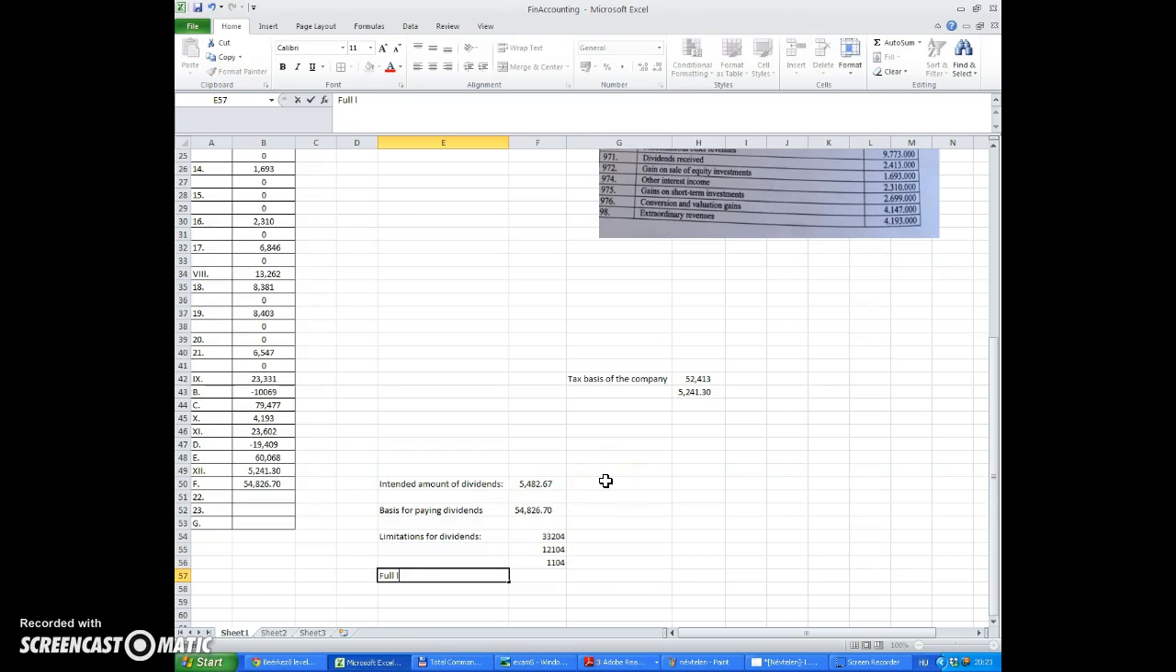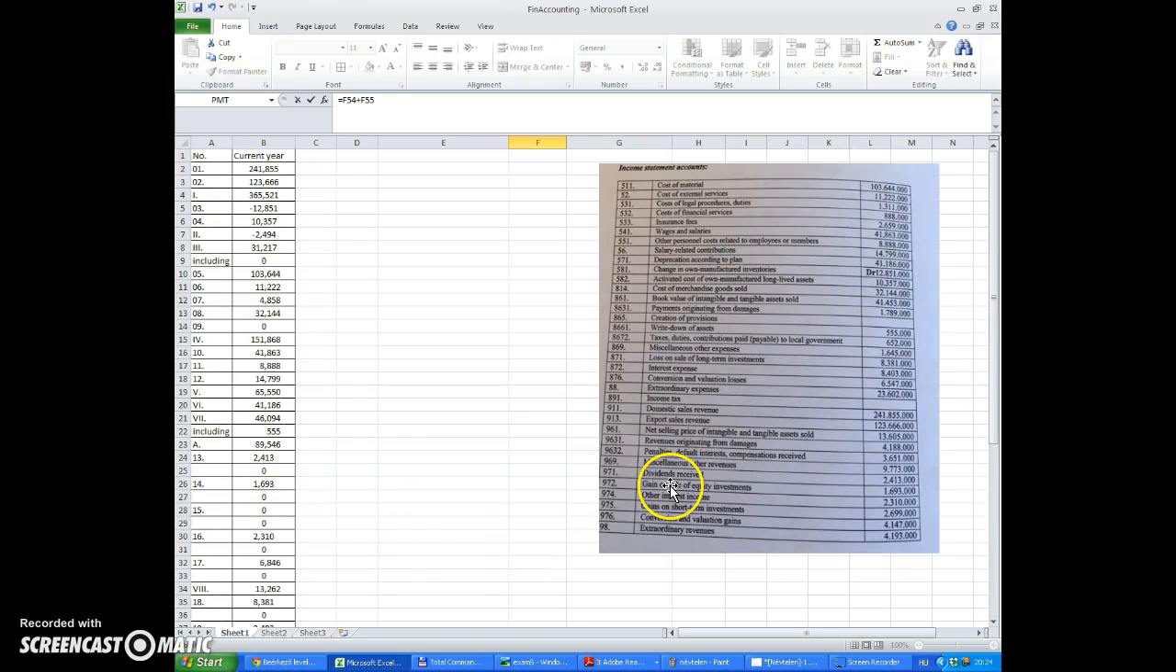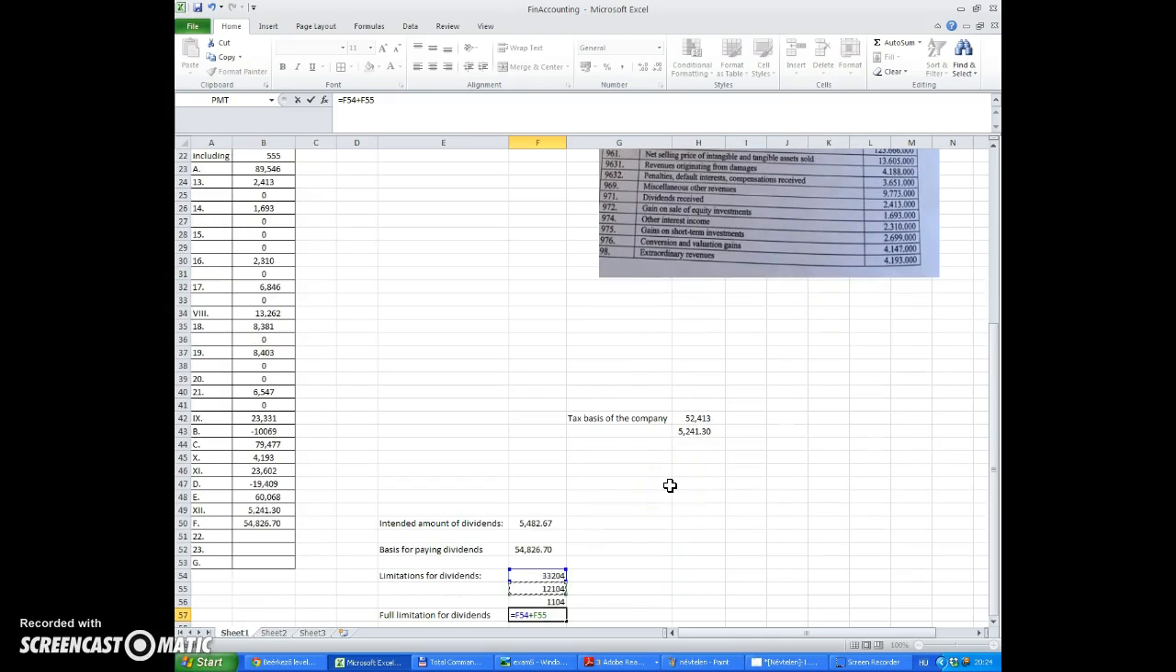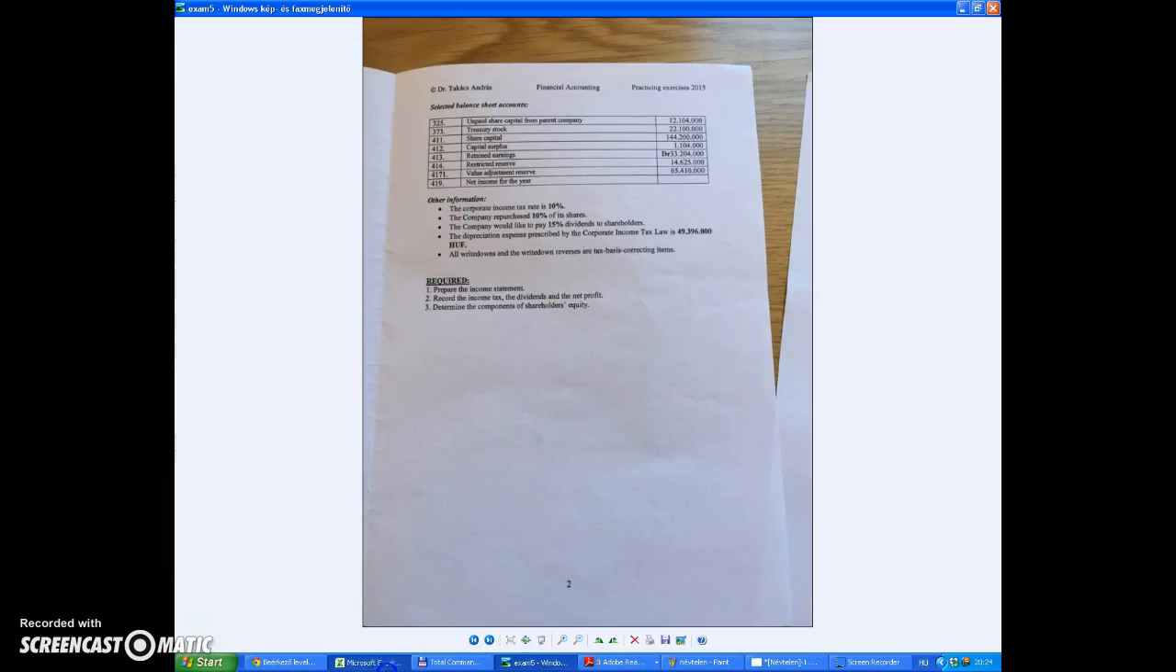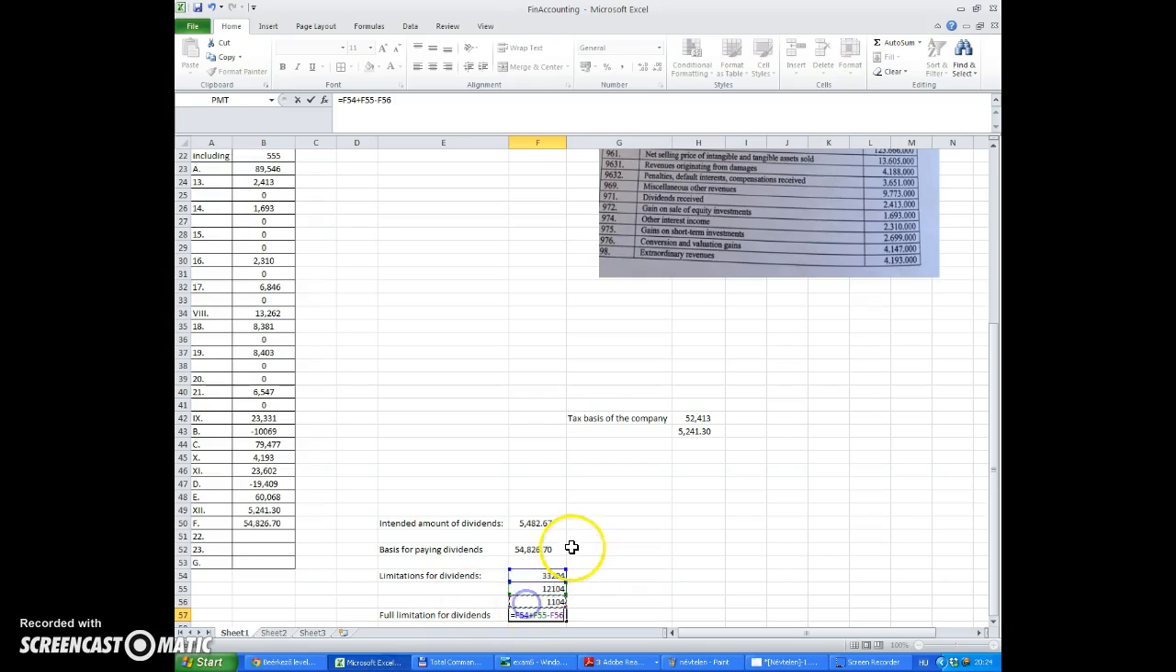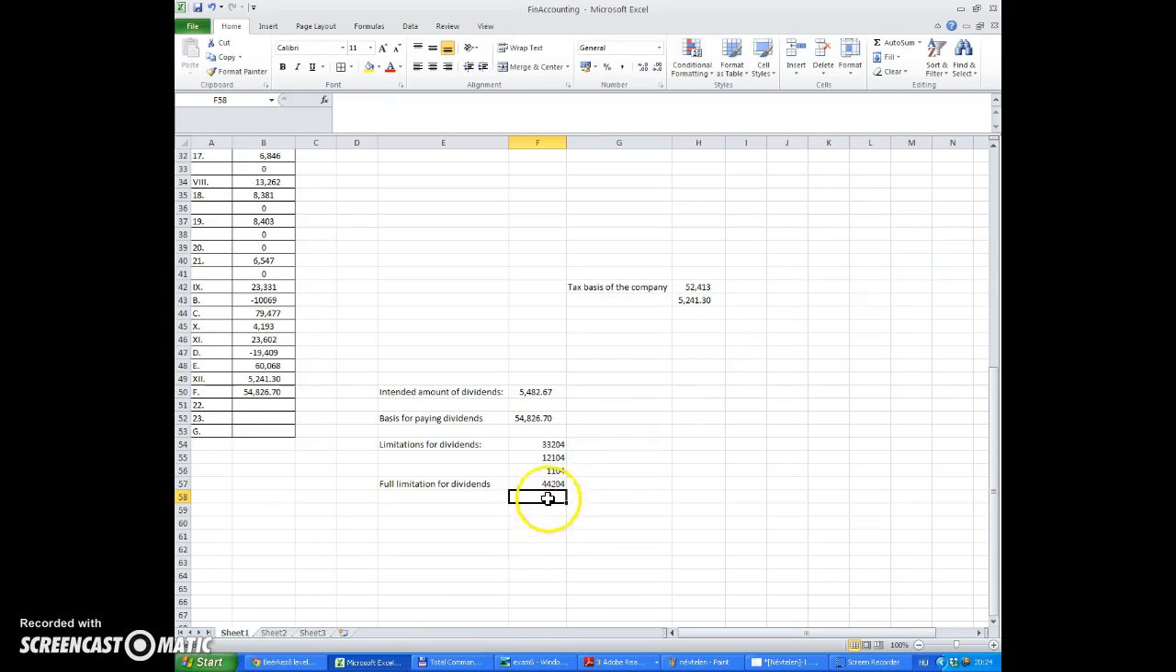So the full limitation for dividends, or total limitation for dividends, is just you have to add the two: the retained earnings, which has a negative balance, and this unpaid share capital from parent company, and we have to subtract the capital surplus. So this is the limitation for dividends, and let's see the intended amount of dividends.